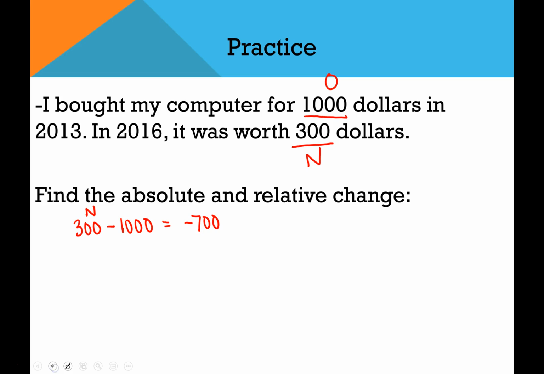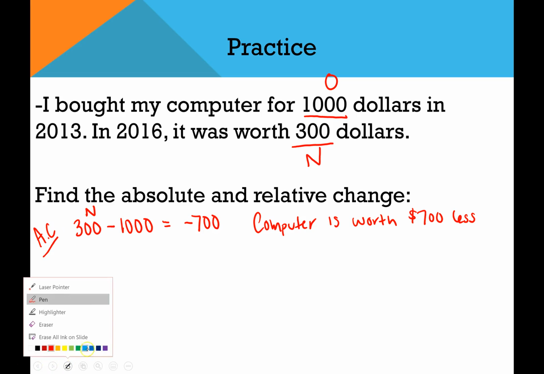So going back to that problem, how can we write a sentence? We could say that the computer is worth $700 less. Or maybe you want to say the cost of the computer decreased by $700. So this would be absolute change. You're just subtracting those two values. All right, so the next one here we're going to do is going to be relative change.